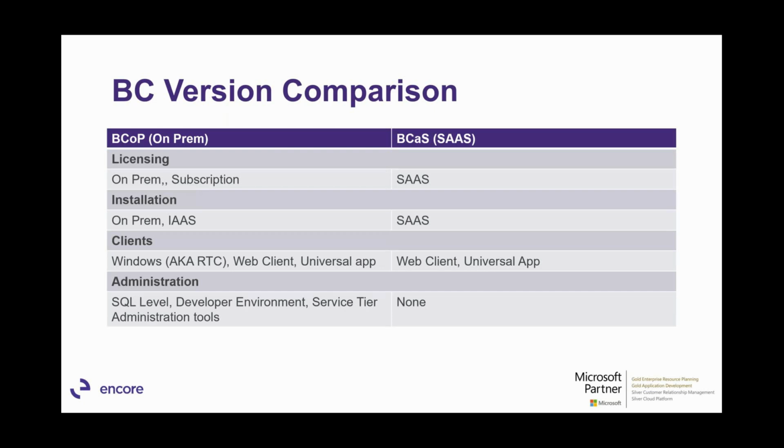When you go to the SaaS offering, there's no servers to install. It's just accessing the application in a web browser. Clients that are available to you would be on-premise. You still have the Windows RTC as we know it. Today, we'll talk a little bit about that in the roadmap, which is coming up. You have the web client as well as the universal app. With the SaaS version, as I mentioned, mainly the web client, but the universal app will also install and connect to your Business Central SaaS offering.